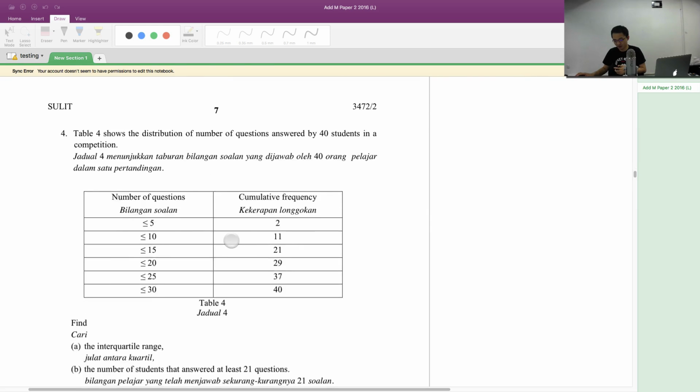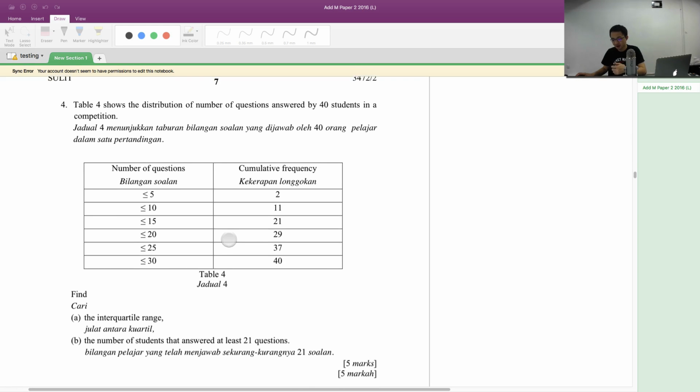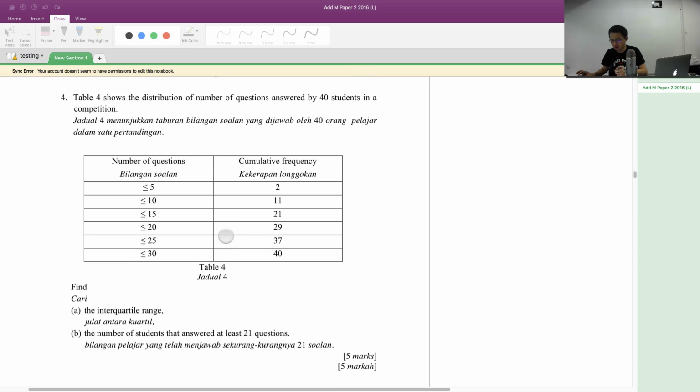Okay, let's move on to number 4. The table shows the distribution of the number of questions answered by 40 students in the competition. So I guess this is cumulative frequency. Cumulative frequency tells us that the total frequency is 40. Okay, then you need to find the interquartile range. And part B asks you to find the number of students that answer at least 21 questions.